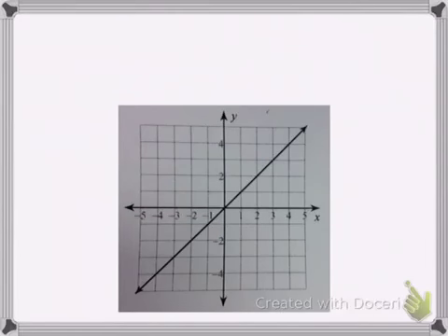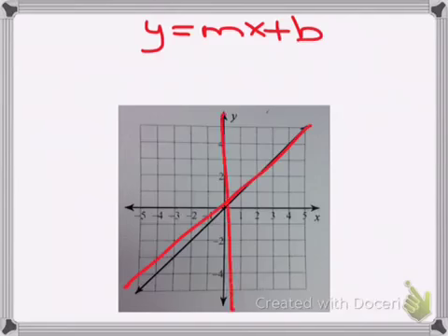Alright, here's another graph. So the first step, I'm going to write y equals mx plus b. And then I'm going to look, where does the graph cross the y-axis? And it crosses right here at the origin at 0. So for b, I'm going to write 0.